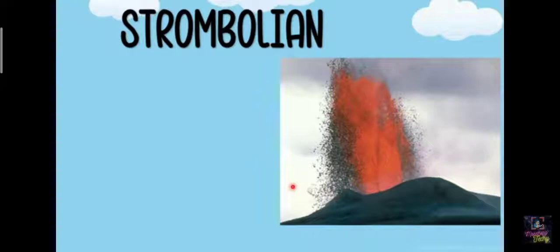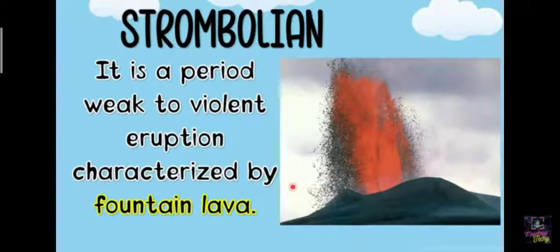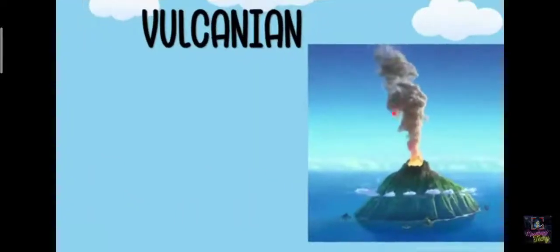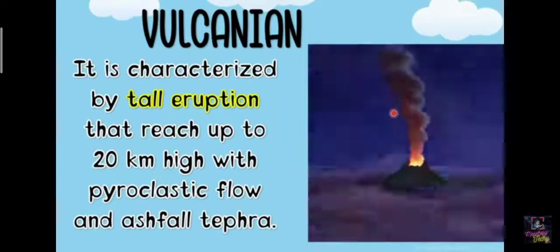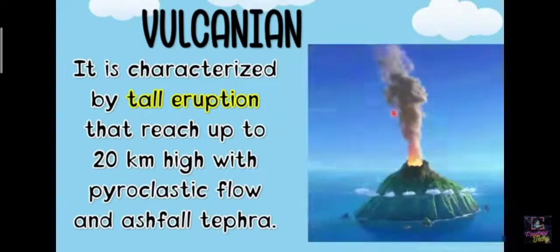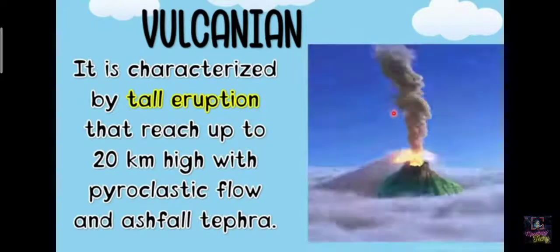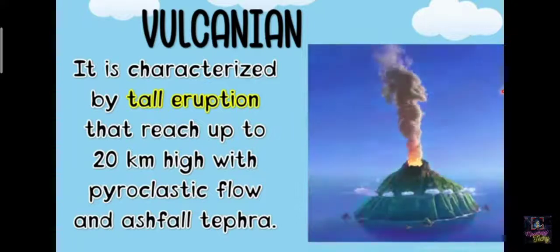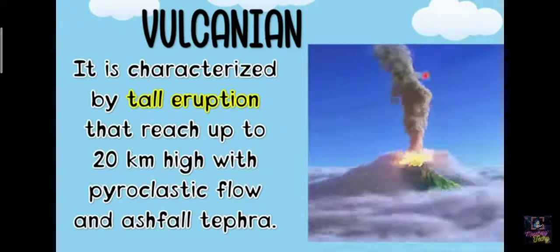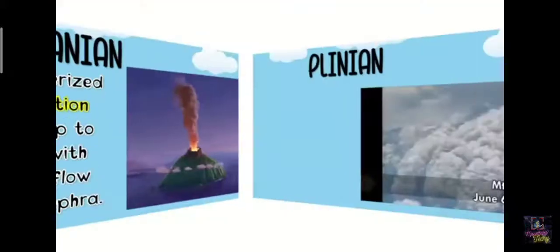The third one is the strombolian. So when we say strombolian, it is a periodic to violent eruption characterized by fountain lava. Take note, it is characterized by fountain lava. Next, we have volcanian. So when we say volcanian, it is characterized by tall eruption that reaches up to 20 kilometers high with pyroclastic flow and ash tephra. Take note, when we say volcanian, it is characterized by tall eruption.